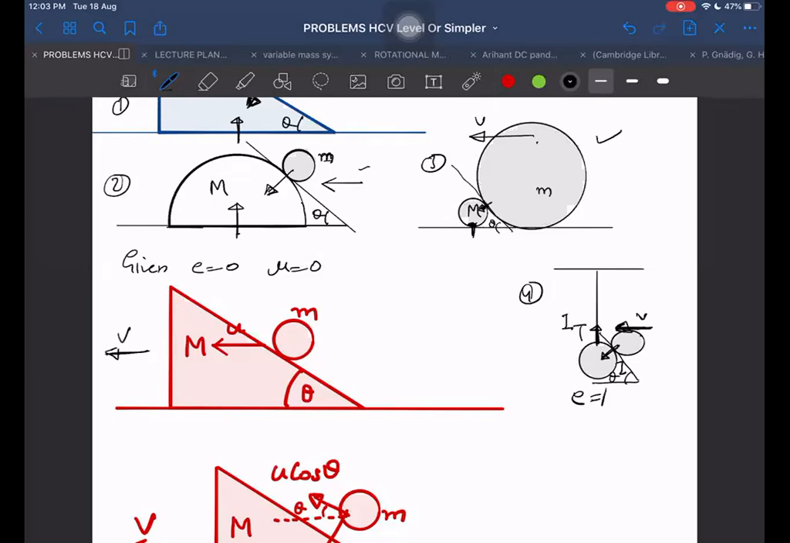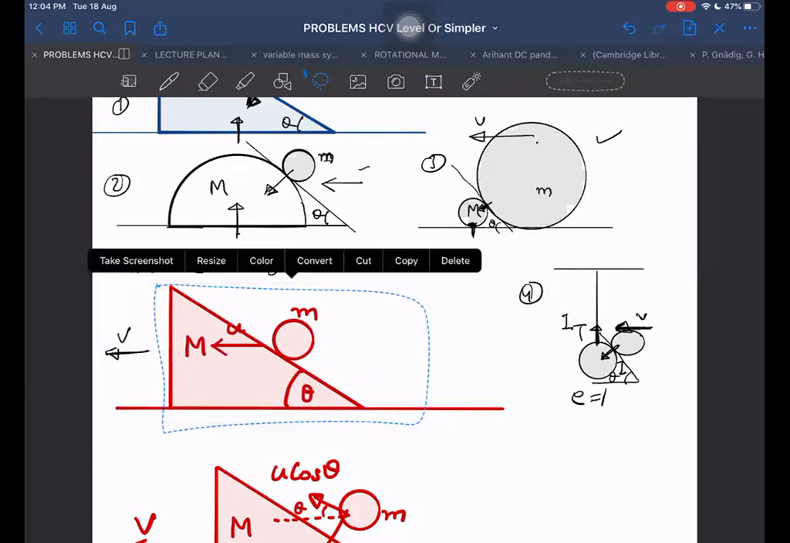Then what will be the other component of its velocity? Now you tell me yourself. What will be the other velocity, sin theta? What will be the other velocity from the ground? For the other velocity, we have to apply conservation of momentum along the incline.